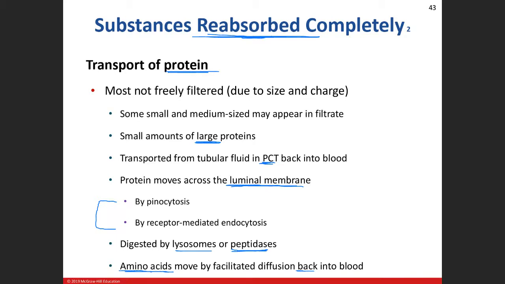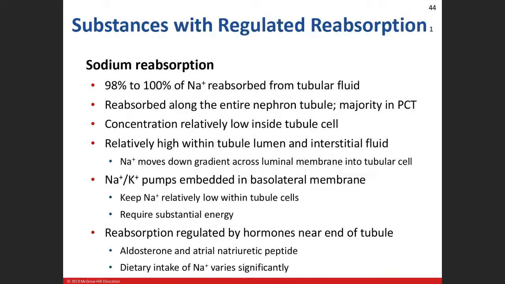Again, you should not see proteins in your urinalysis. You go and pee in a cup, and they check your urine for sugar or blood or white blood cells. Proteins should not be in there. Now, there are some situations where you might have some trace amounts, but normally, you should not see proteins in your urine.